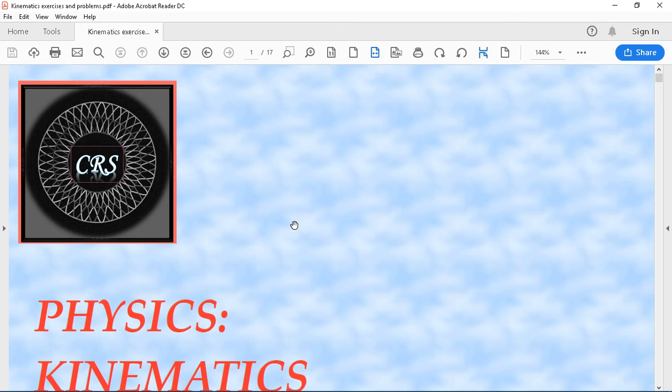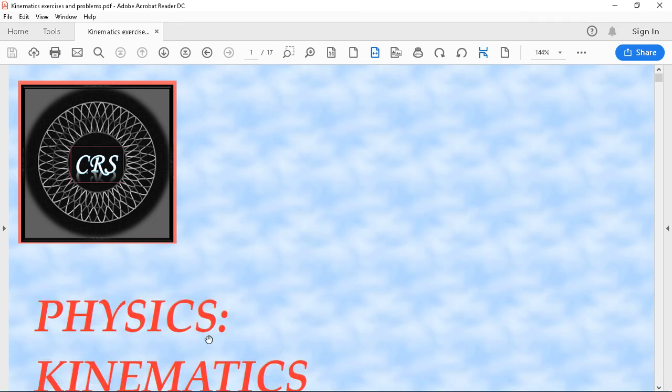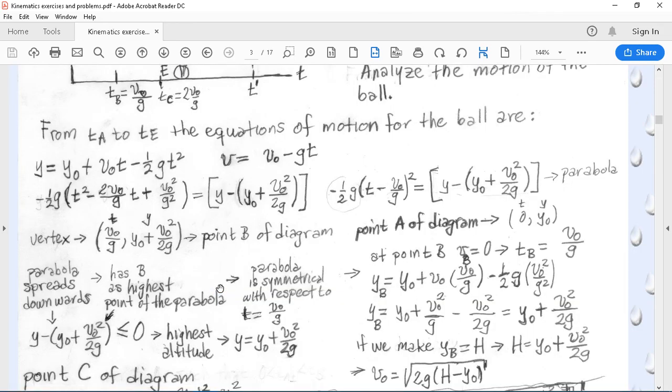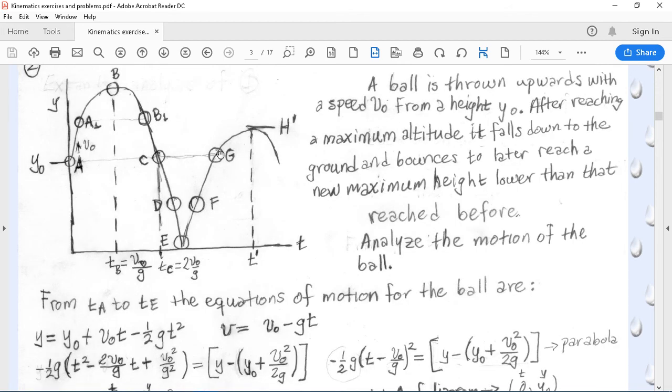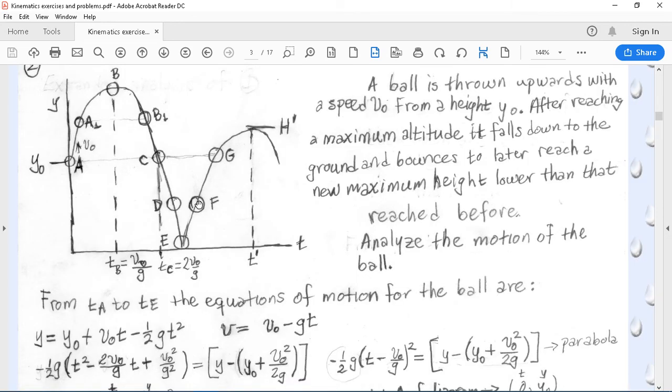This is the fourth video concerning physics problems in kinematics, specifically motion in one dimension. We're going to finish this problem. We're going to consider a situation for points F and G, for which t is greater than tE. We have yF equals yD, yG equals yC equals yA, which is y0.